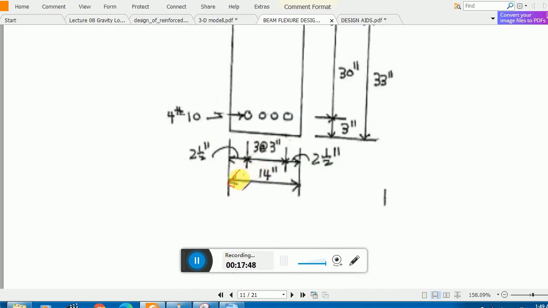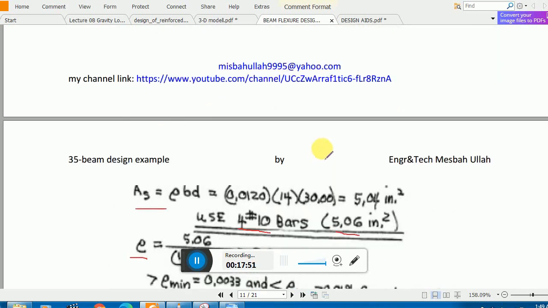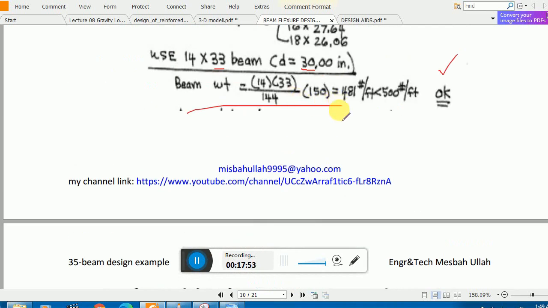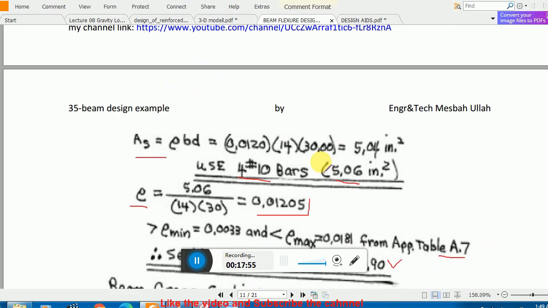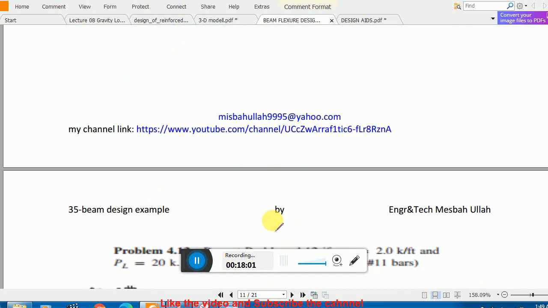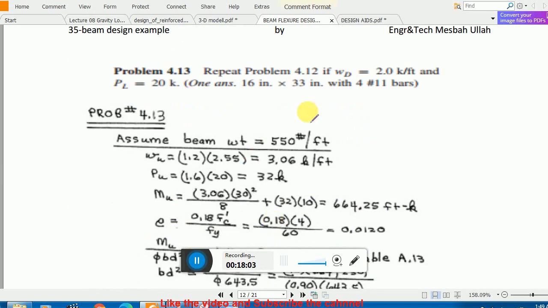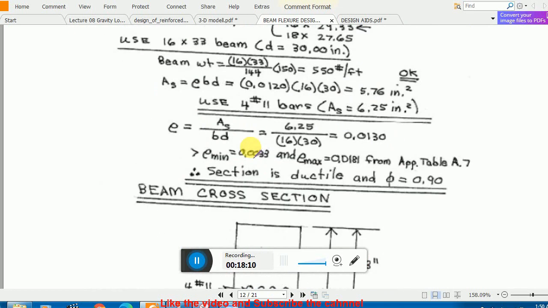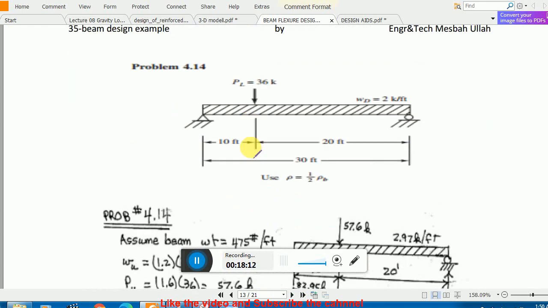The final check you have to make is that for 4 number 10 bars we calculated we need 12.2 inch minimum width. We are already using 14 inches, so we are okay. Now the next question, the same question, just only the loads are changed. Clear? And the rest of the question is the same. Let me show you this question. This question is simple. You just need to find out reactions.